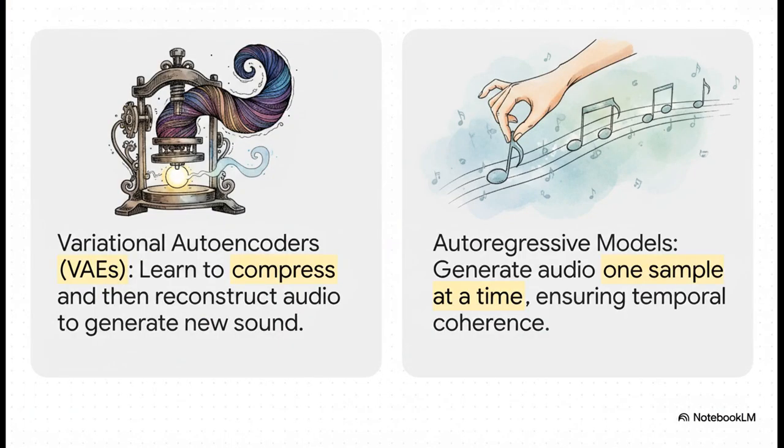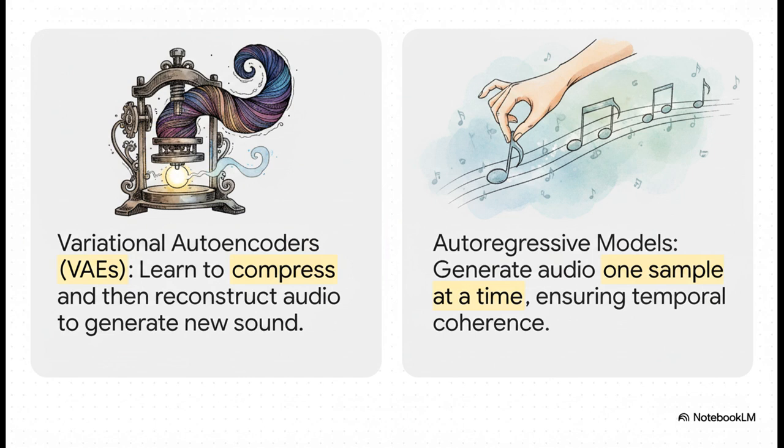So for sound, there are a couple of main blueprints. First up, you've got something called variational autoencoders, or VAEs. Think of these as learning the essence of a sound. They learn to compress audio down into its core components and then rebuild it. It's how an AI knows what a trumpet sounds like.